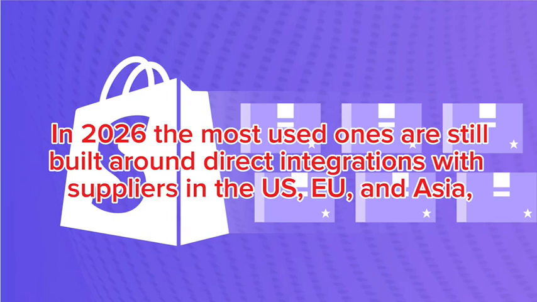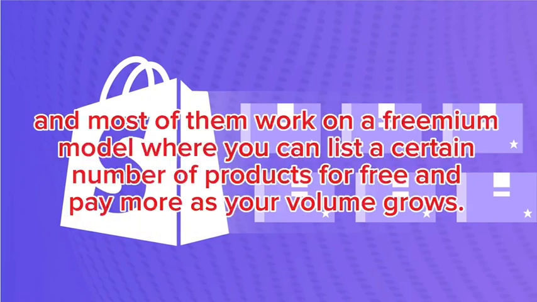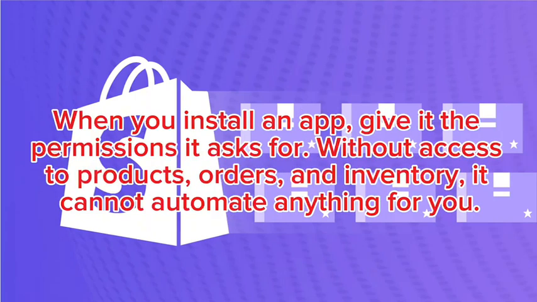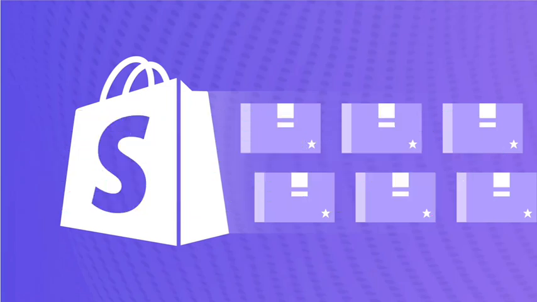In 2026, the most used ones are still built around direct integrations with suppliers in the US, EU, and Asia. And most of them work on a freemium model where you can list a certain number of products for free and pay more as your volume grows. When you install an app, give it the permissions it asks for. Without access to products, orders, and inventory, it cannot automate anything for you.